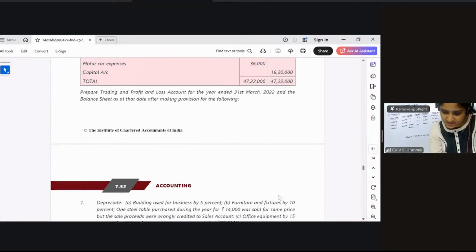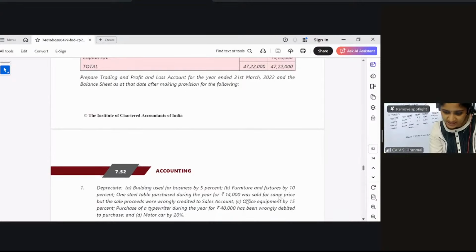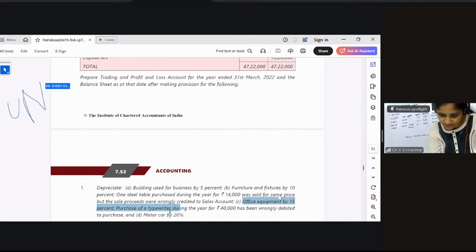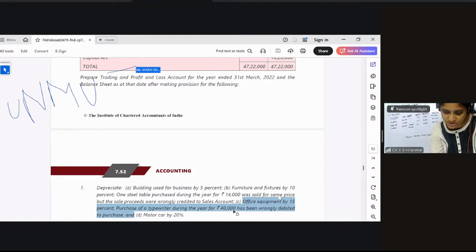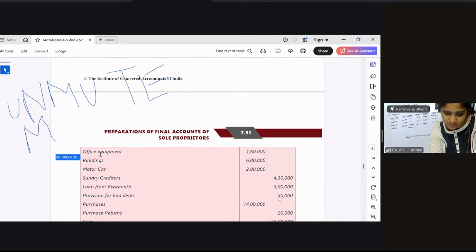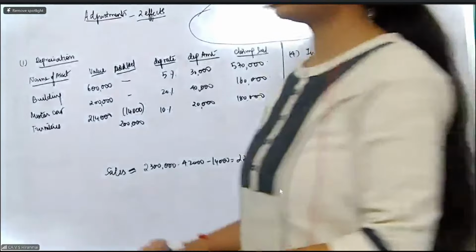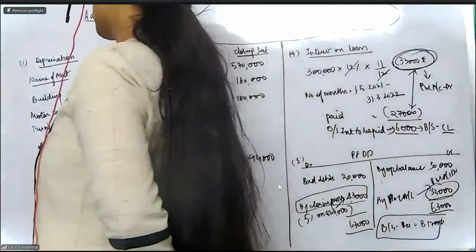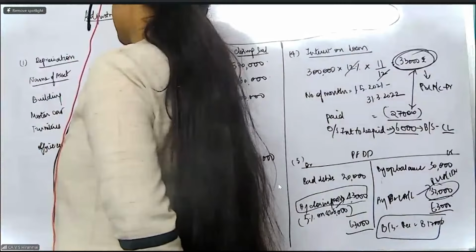Office equipment is to be depreciated by 15%. Purchase of a typewriter of 40,000 has been wrongly debited to purchases. So the purchase of 40,000 was made, but you have not taken the value. So the office equipment purchase of the typewriter. How much is the value of this office equipment? 1,60,000. So all of you please see, office equipment is 1,60,000.